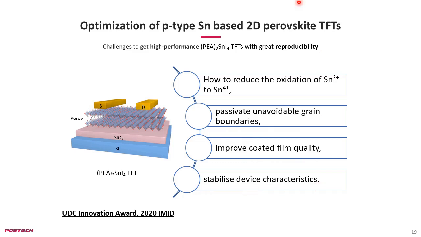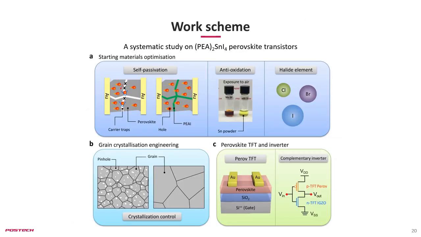We systematically add one method after another to get a very reliable transistor. This work actually got the UDC Innovation Award last year. Firstly, we add a self-passivation molecule inside this perovskite film for grain boundary passivation.